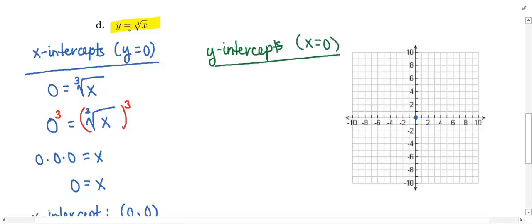Go back to the yellow equation, the original equation. Everywhere you see an x, you're going to replace it with 0. So we're going to get y equals the cubed root of 0. All right, so this is going to tell us that y is equal to 0.